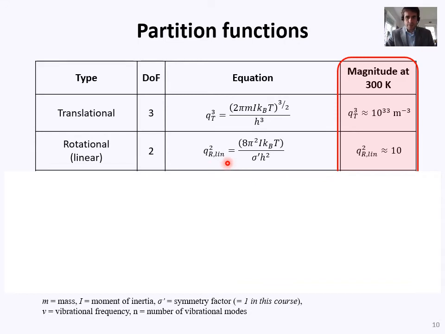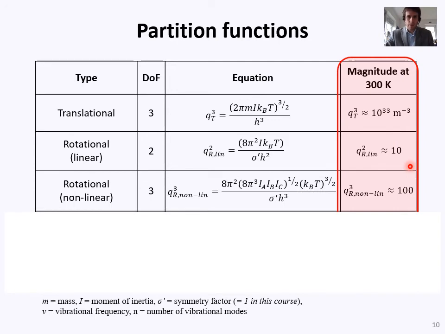Okay, and some very basic alkynes are linear molecules, or bimolecular, diatomics would be linear. In this case, this is given by this expression here. It's 2 degrees of freedom because it's linear, and its magnitude at 300K is about 10. If it's a non-linear molecule, and this is most molecules, to be honest, then it's 3 degrees of freedom because it can rotate in all dimensions, and it's got a magnitude of about 100.